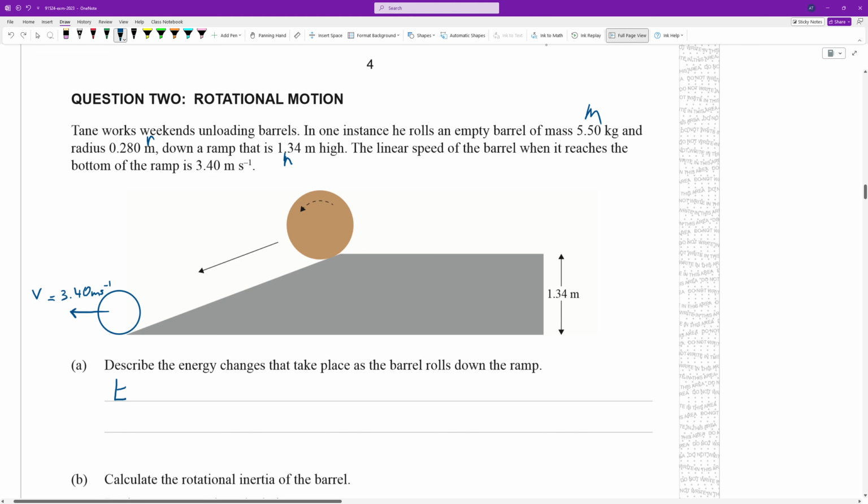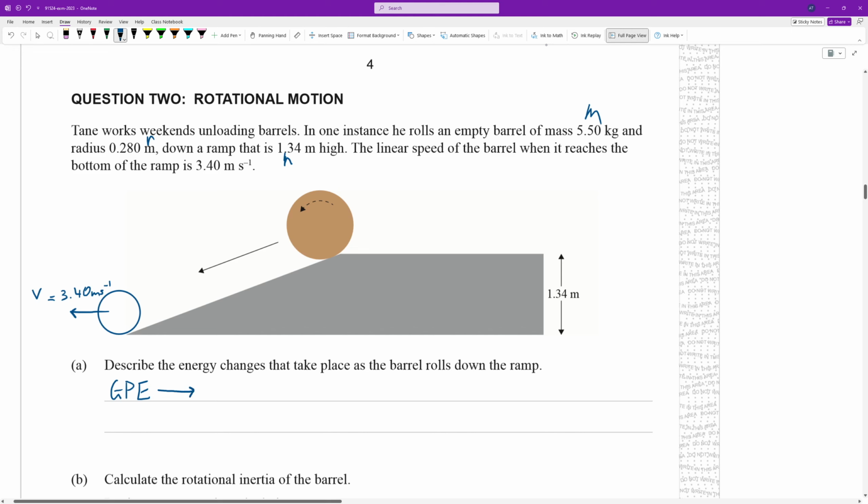So EP, or we could write GPE to be clearer, because EP could also mean elastic potential, or just potential in general. You don't need to write it out in full, you can use shorthand, that's fine. Does it start with kinetic energy? Technically, if he pushes it to get it moving, yes, but that's not what they're looking for, so let's just move on.